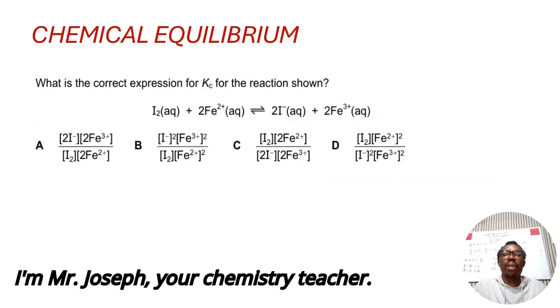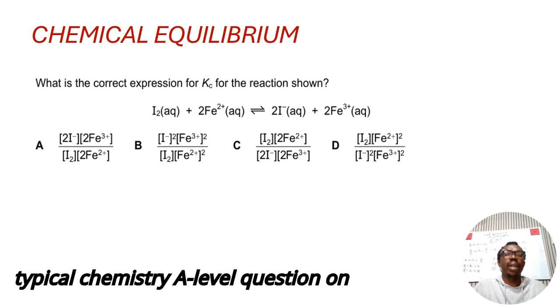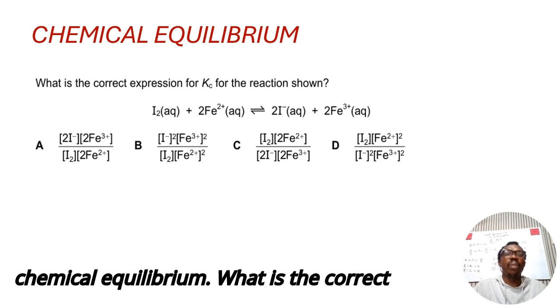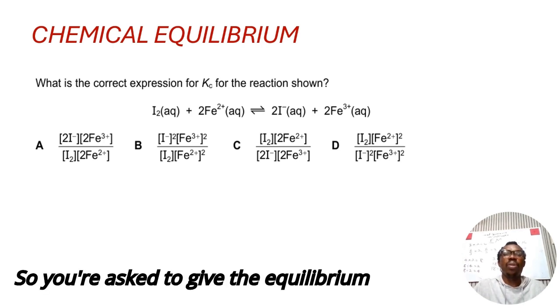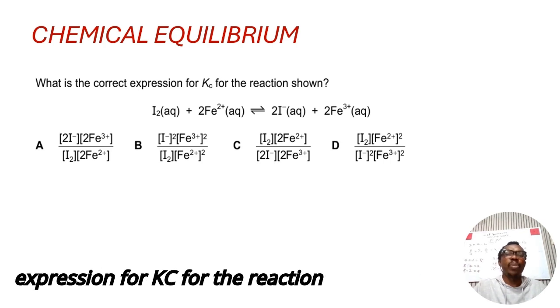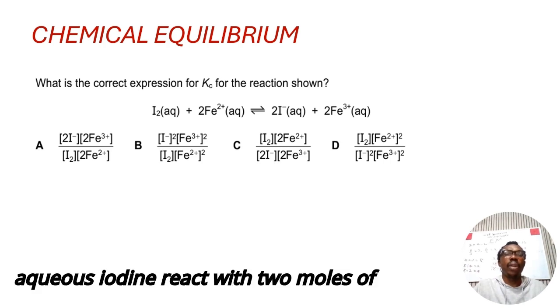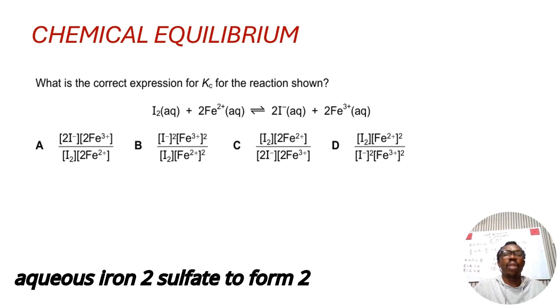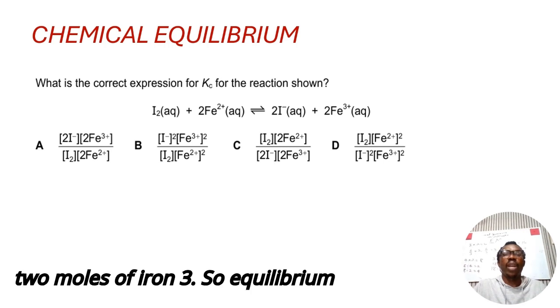I'm back with my lectures, still on chemical equilibrium. Before us, a typical chemistry A-level question on chemical equilibrium. What is the correct expression for Kc for the reaction shown? So you're asked to give the equilibrium expression for Kc for the reaction shown. From the reaction, 1 mole of aqueous iodine reacts with 2 moles of aqueous iron(II) sulfate to form 2 moles of iodide ions plus 2 moles of iron(III).